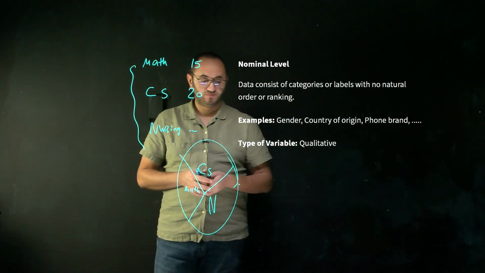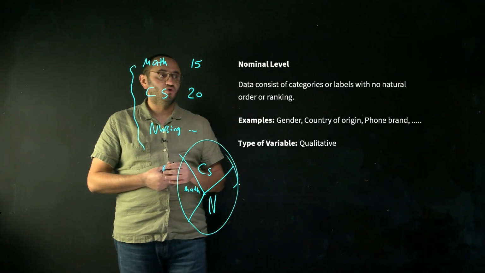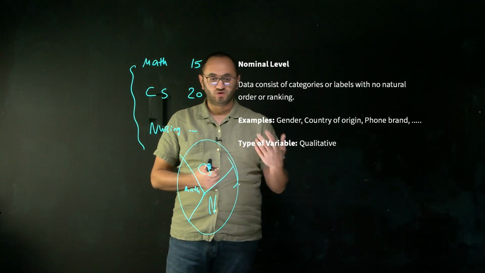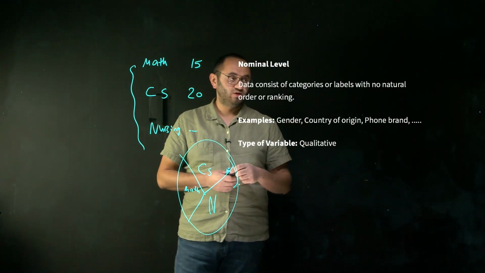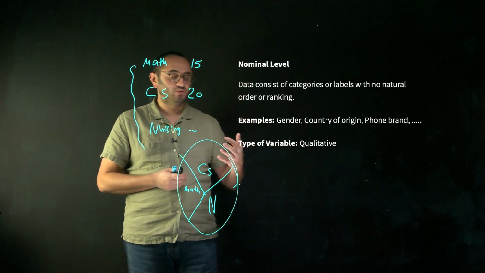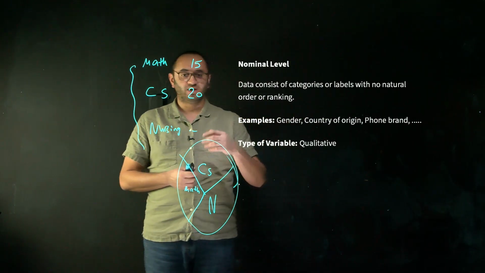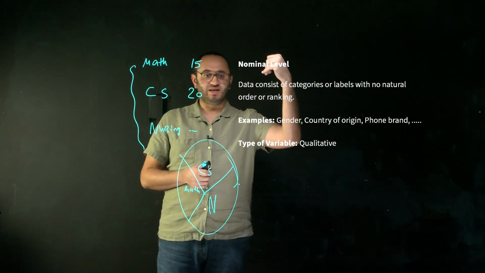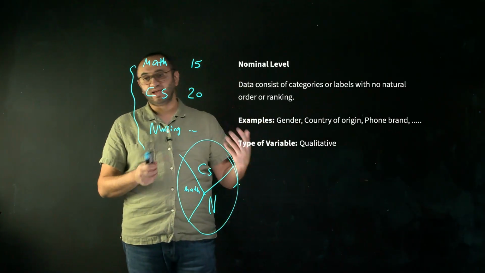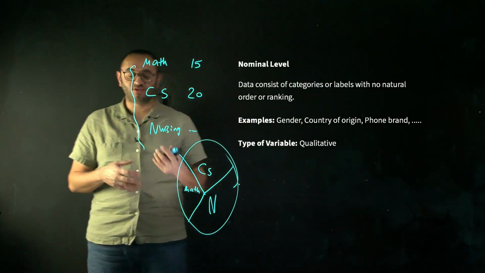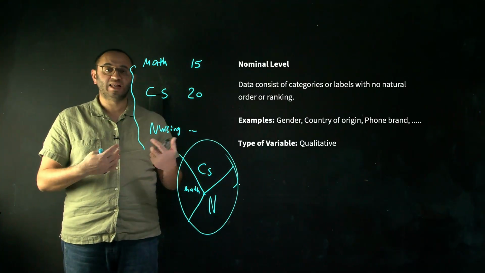For example, your phone brand, or your country of origin, or your gender, we can consider this as a label. There is no way for us to rank them, right? For example, we cannot say male is first and then female, right? So there is no way to order them. If we can't order them, this is called nominal level of measurements. So think about nominal as a label.